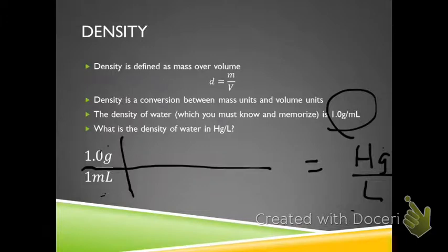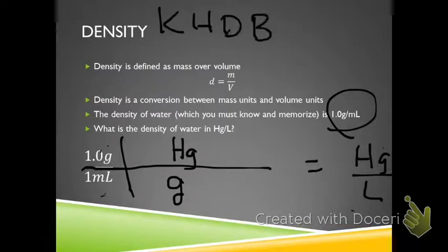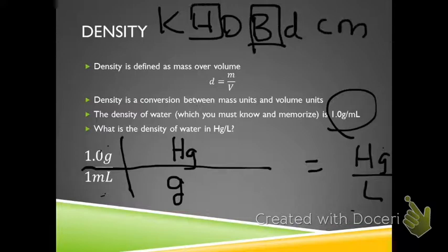Most students will start with the top. So if I want to get rid of gram, gram has to go on the bottom, and what I want is hectogram. Using King Henry died by drinking chocolate milk, I know that the gram is here, and I know that hectograms are here. Hecta is bigger, it gets the 1. 2 conversions means there's 100 grams in a hectogram. The grams have canceled out. Now, if I stopped, I would have hectograms over milliliters, and I want hectograms over liters.